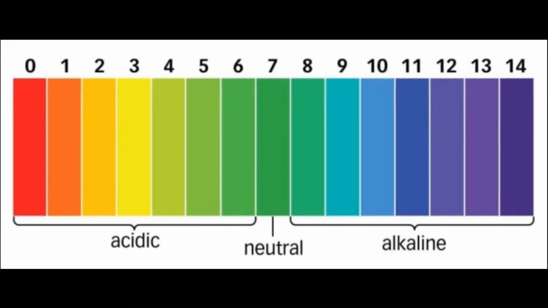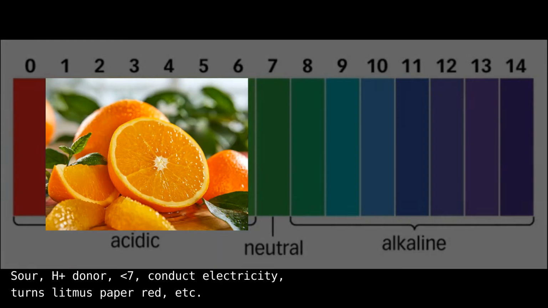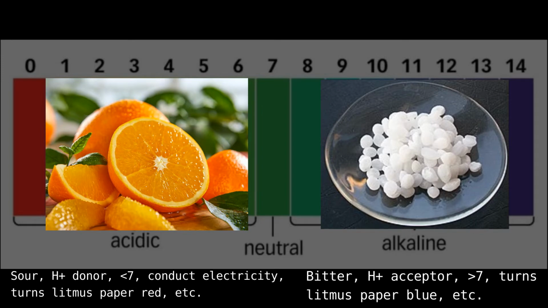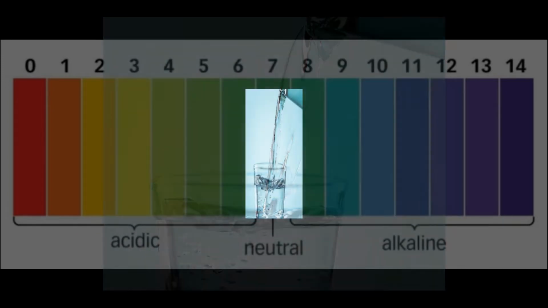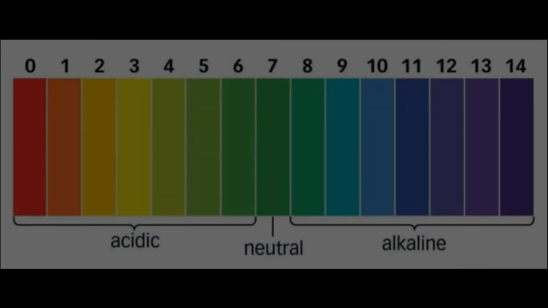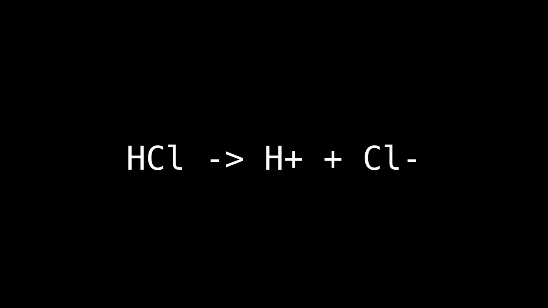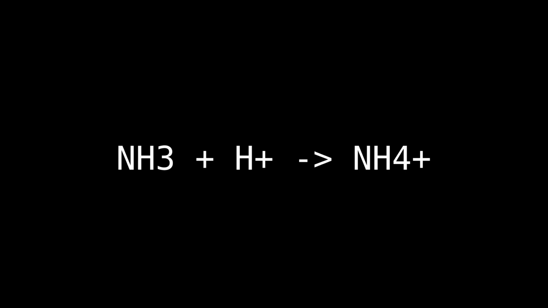You should know this already, but here's a review. Acids are sour and have a pH lower than 7, while bases are bitter and have a pH higher than 7. Pure water is simply 7. To understand what a pH actually is, remember that acids are proton donors, meaning they donate H+ in a reaction, while bases are proton acceptors, meaning they accept the H+.